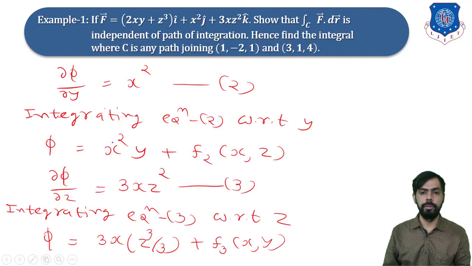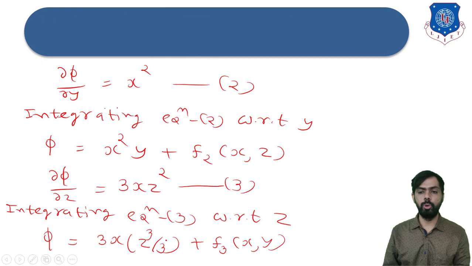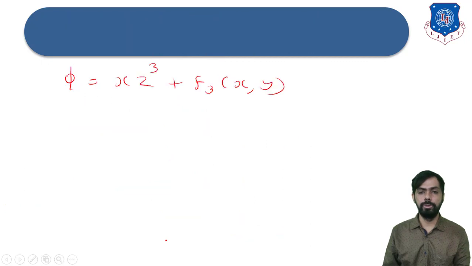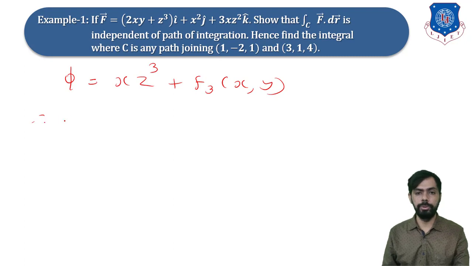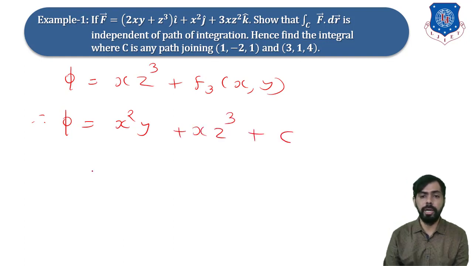And here phi is equal to x square y plus some function of x and z, and here phi is equal to x square y plus xz cube plus some function of y and z. So overall, the scalar potential phi will be x square y plus xz cube plus a constant c. How do we write the overall scalar potential phi? We have to collect all the terms of phi, and if there is any common term, we write it only one time.